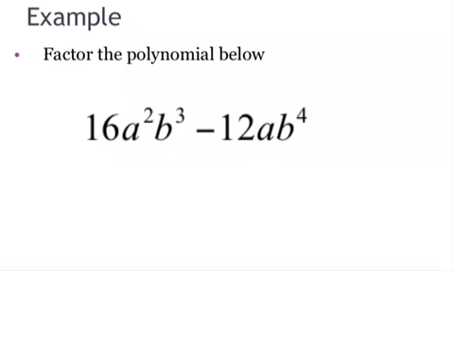This polynomial has some variables. So let's determine the greatest common factor to be able to factor that out. First, look at 16 and 12. What is the greatest common factor of 16 and 12? What goes into both 16 evenly and 12 evenly? And it's the highest number that goes into both. Did you say 4? You would be right. Now we have an a squared and an a. Well, that would be a. A goes into both a squared evenly and a evenly. And then we have a b cubed and a b to the 4th. So that would be b cubed.